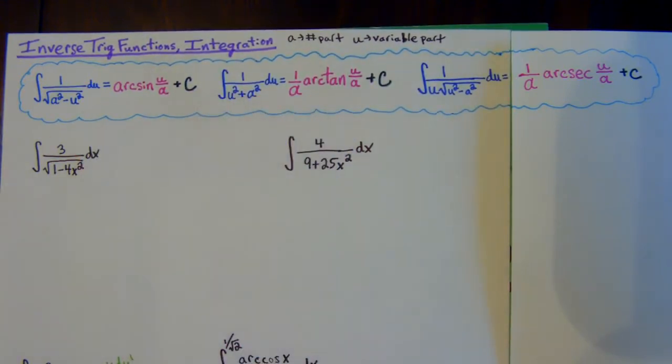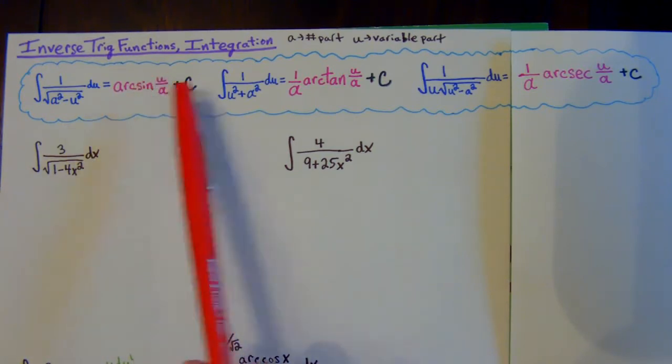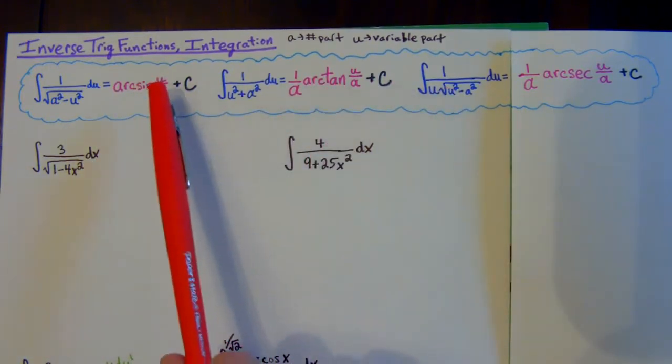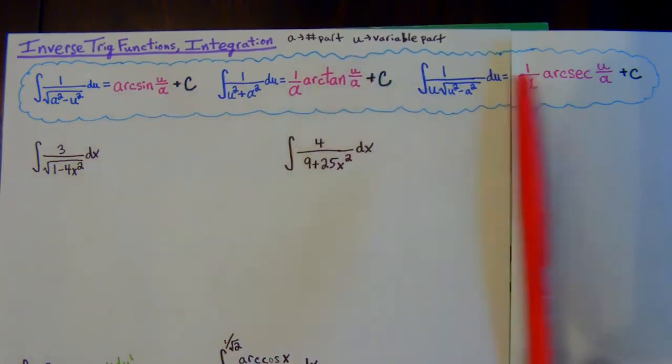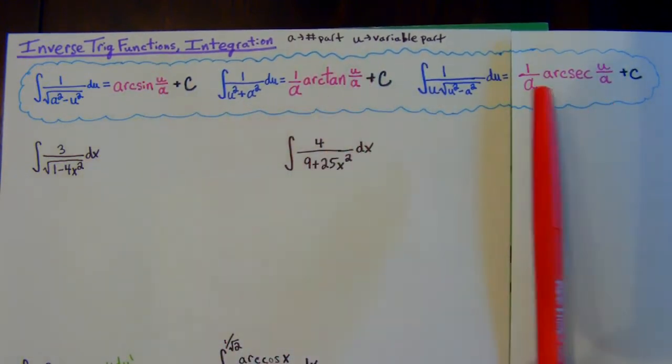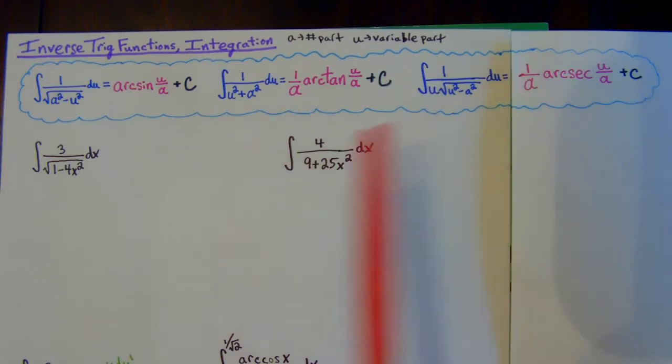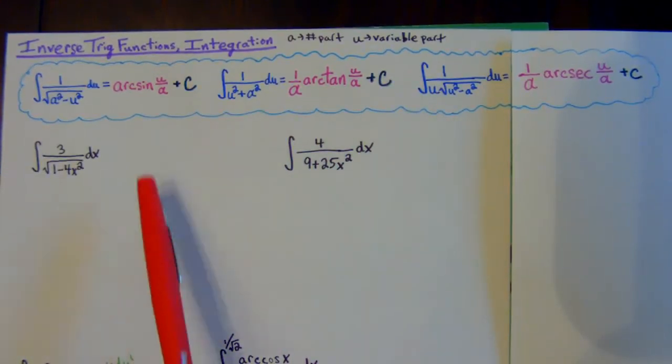So when we recognize the patterns, a lot of these involve u du substitutions. And what we get in our answers, the answers all have arcsine, arctangent, arcsecant patterns. They all have u over a, u over a, u over a in them. And then these two here have the 1 over a extra piece in front. And this one doesn't have the 1 over a in front.